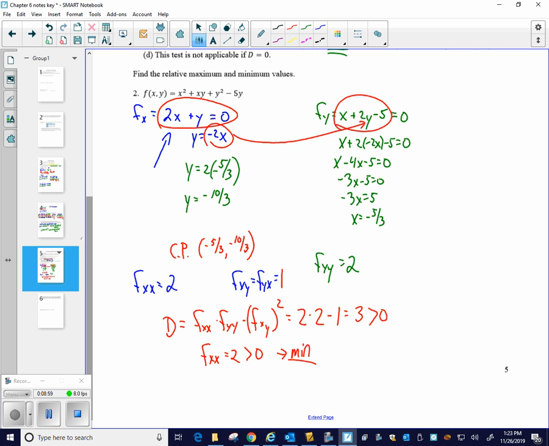So what we need to do now is find that minimum. And this is where you're probably going to need your calculator, because to find the minimum, you're going to have to plug this critical point back into the original equation. So f of negative 5/3, negative 10/3 is going to actually give you the minimum value. It'll basically give you the function's value. And I've already done that, and assuming that I did it right, I got negative 25/3. That is the minimum of this function at that critical value.